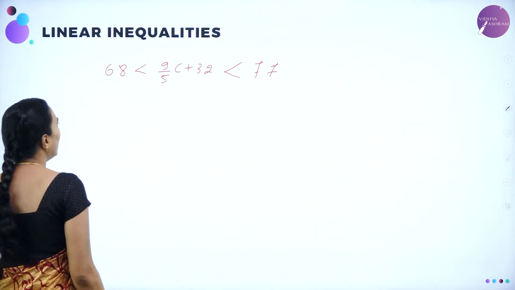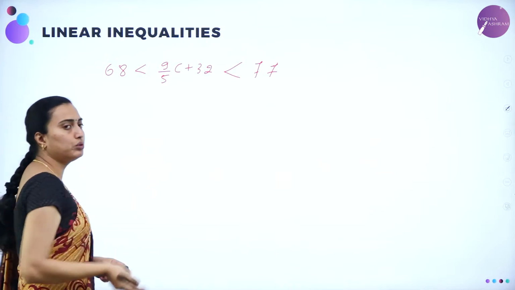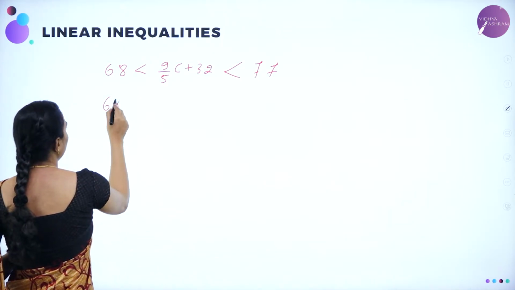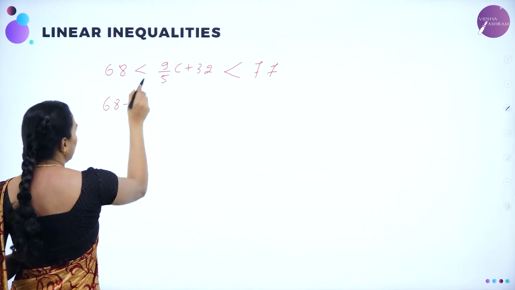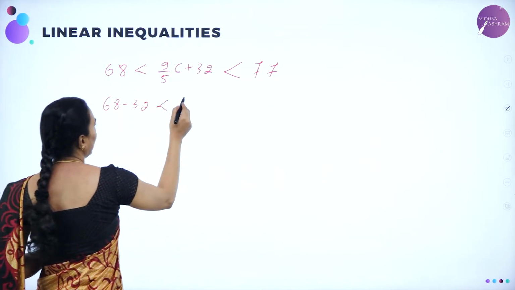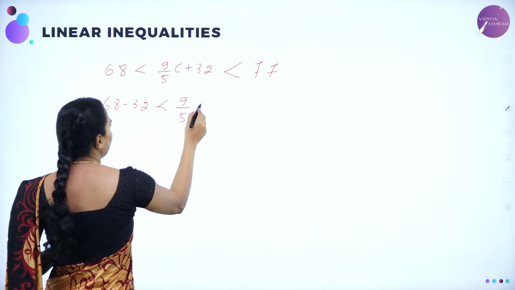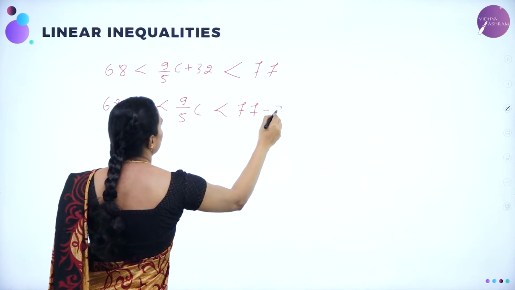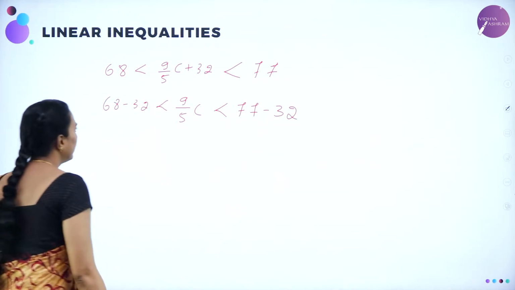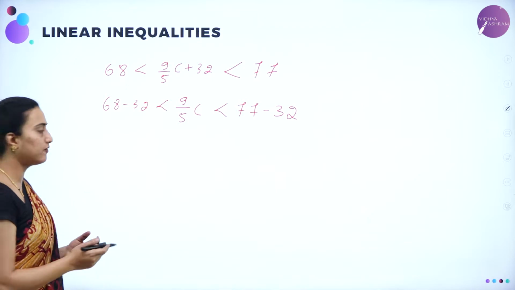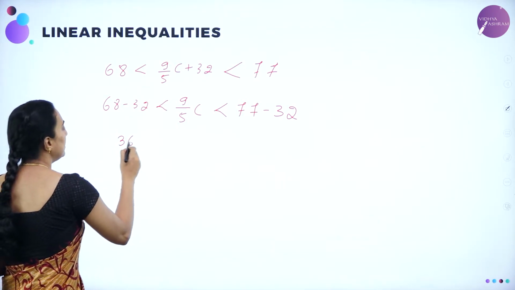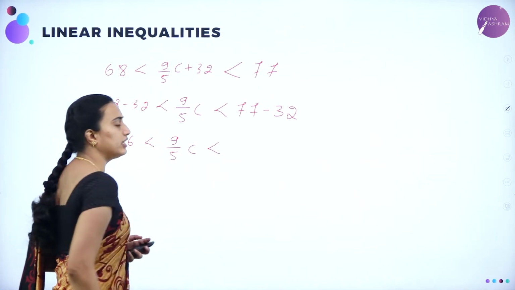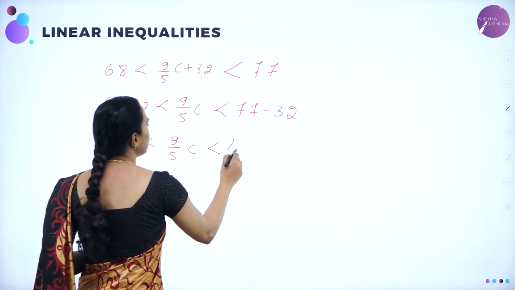Got it? So here let me take 32 to either side, or subtract 32 from the whole inequality. So 68 minus 32; the inequality does not change if you subtract. 9 by 5 C plus 32 minus 32 will go, and 77 minus 32. You got it? Now 68 minus 32 gives you the answer 36, is lesser than 9 by 5 C, is lesser than 77 minus 32, which gives you the answer 45.